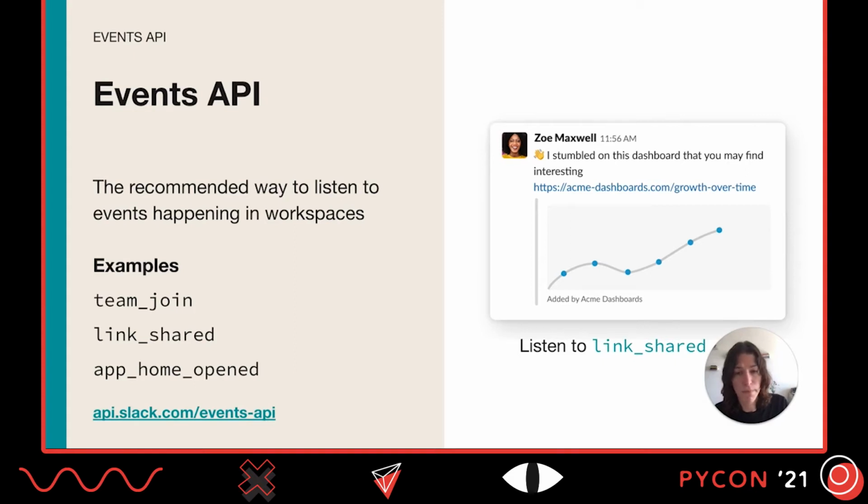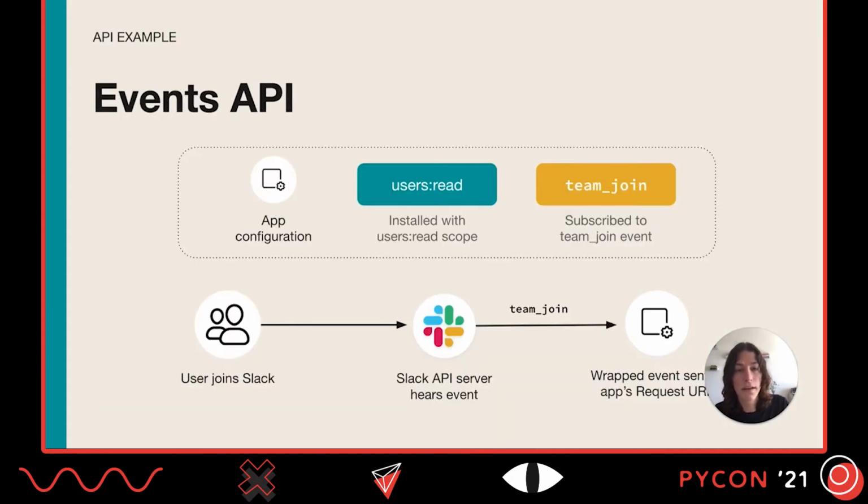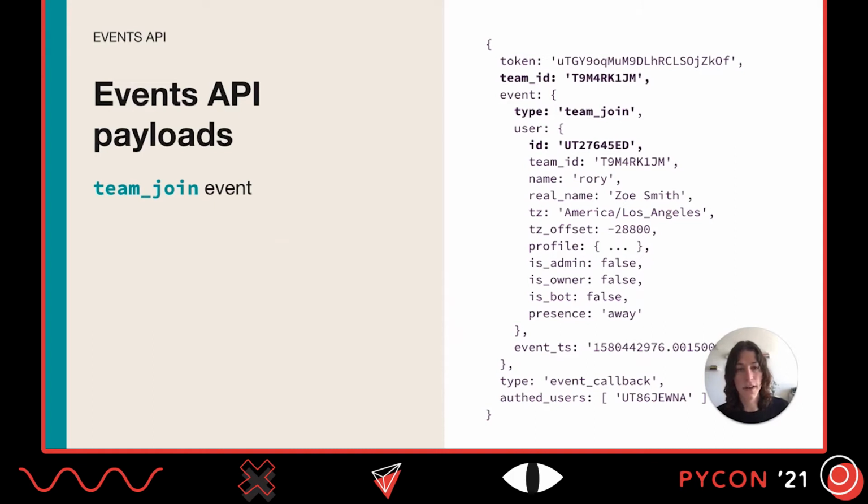And handling Events API events is pretty similar to the interactivity flow, except that you have to configure the scopes or permissions and the event itself within your app dashboard. Then when a user installs it, Slack will know to start sending that event to your app. And just like the interactivity payload, the Events API payloads are going to have some metadata about the type of event here, the team join event, as well as the user, like the ID or the team ID.